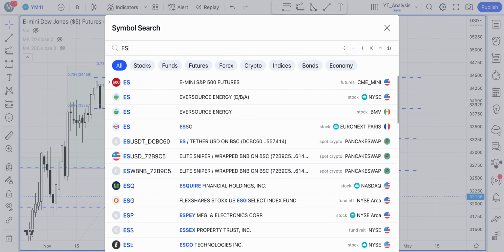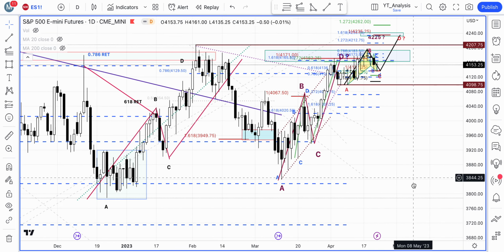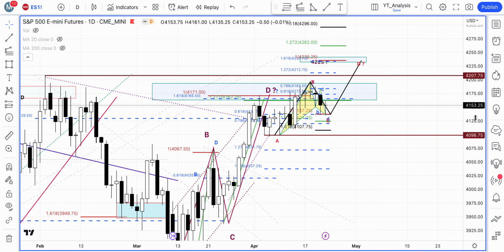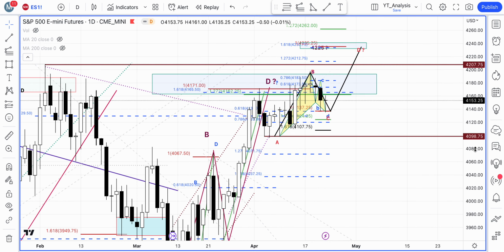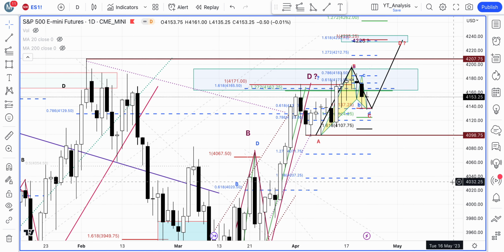So guys, this is what we are looking at, and I really hope that I was able to show some of how I look at some of these pattern formations, especially these one-to-one ABCD formations.